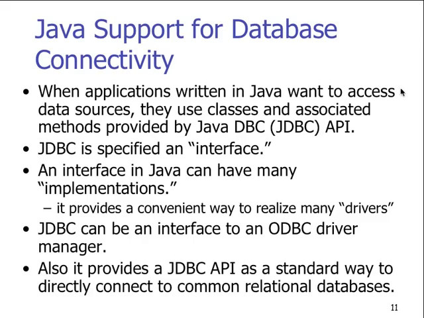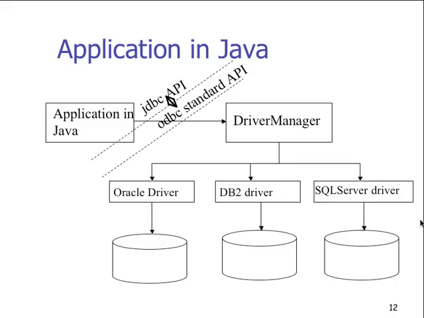So it provides a convenient way to bring many different drivers together. So it's an interface to an ODBC driver as well. It can actually communicate with the ODBC manager through any operating system. So it's very useful, and there's not too many commands. There's maybe 7 different steps to create a JDBC application. So the JDBC API provides a strong way to connect to common relational databases.